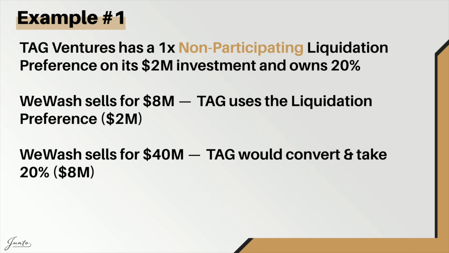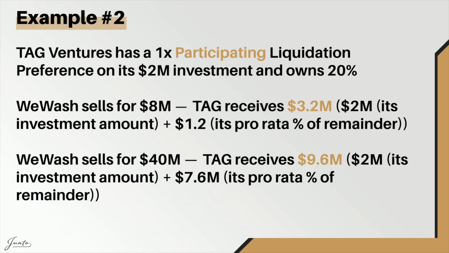Let's say WeWash sells for $40 million. In this situation, Tag would want to convert into common stock and take its pro rata portion, the 20% of the ultimate $40 million sale price, which is $8 million. Let's take a look at another example, but this time with a participating liquidation preference. Again, a double dip as it's known to be associated with. So in this situation, Tag Ventures has a 1x participating liquidation preference on its $2 million investment and owns 20%.